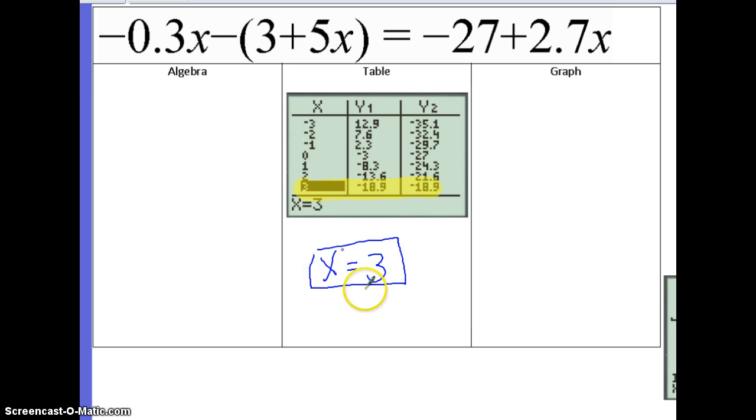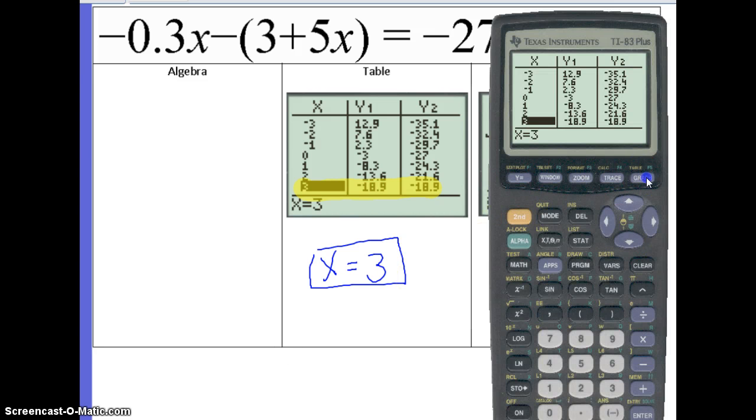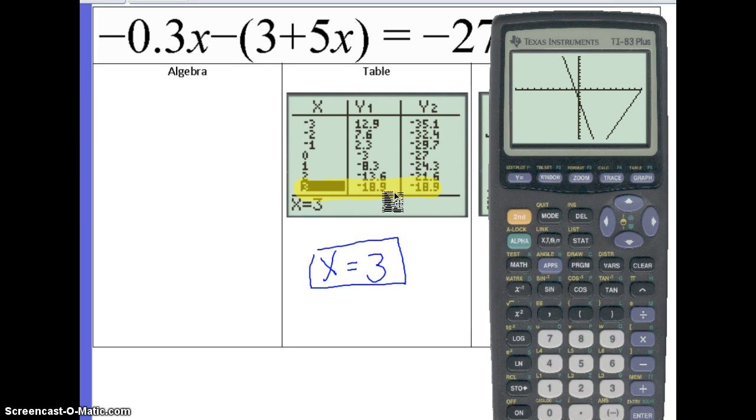So you should get 100% on this test, right? Because you got the solution, you got three different ways. There's no reason to mess something up. And then this last one, I also need to find the intersection there. So I just push graph, and the intersect was all the way down at negative 18.9, right?